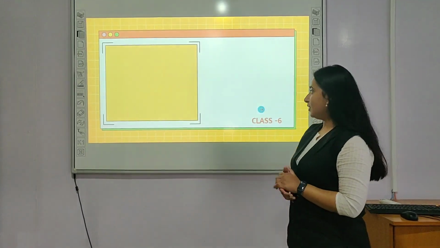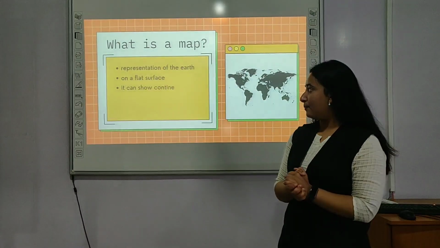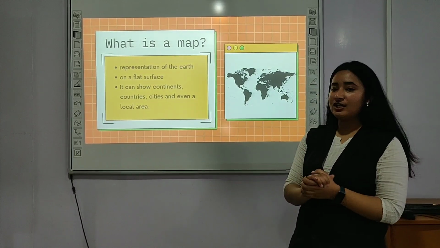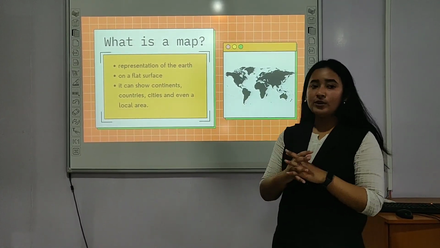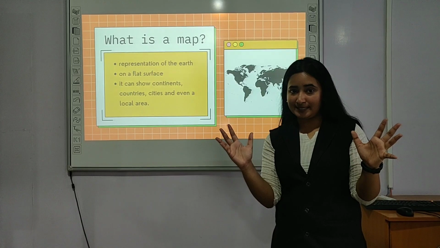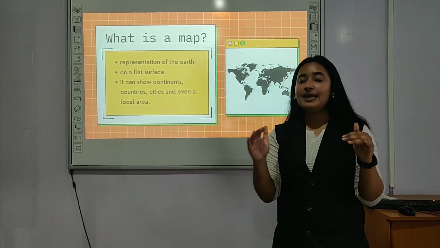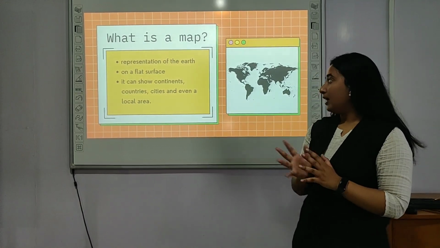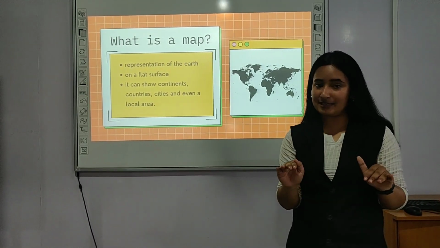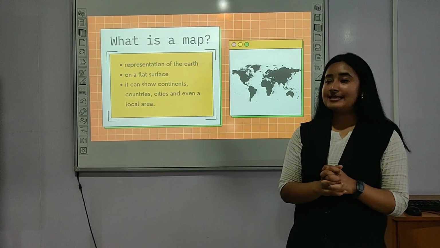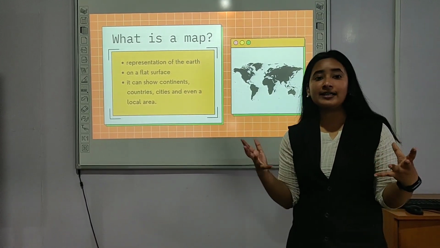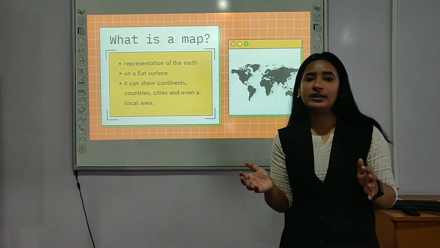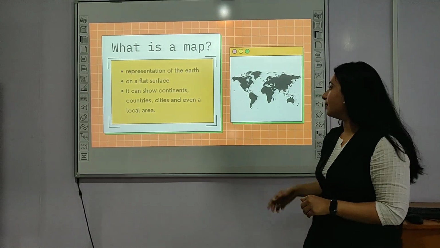So, the first is, what is a map? A map is a representation of the earth. We all know that a globe is a spherical representation of the earth. A map is a plain, flat representation of the earth. It is on a flat surface, as it mentions. Next, it can show countries, continents, cities and even local areas if we want those.